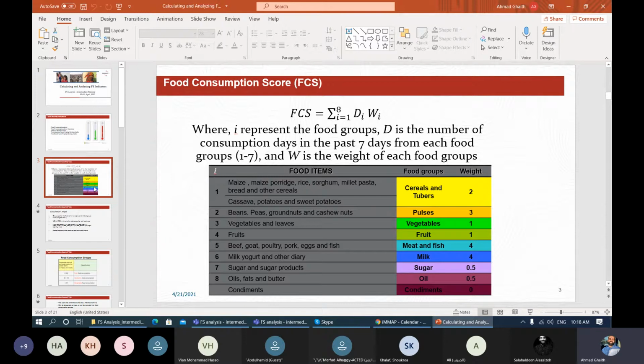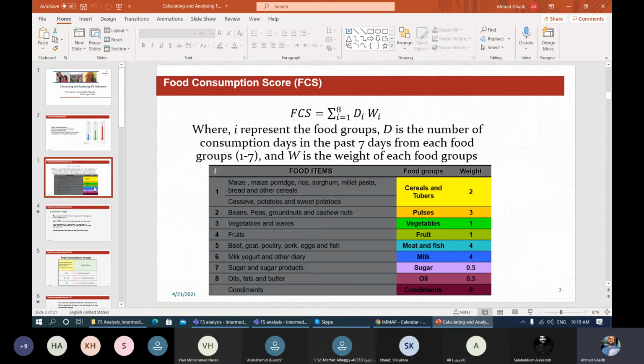Then meat and fish will get a value of 4. Milk, yogurt, and other dairy, also 4. And then sugar and oil, we know that they are very frequent parts of a family's diet, but as their nutritional value is much lower than some of the other things, we multiply them by 0.5, so that we're not rating families that are frequently consuming just low nutritional quality food as food secure. And then condiments get a value of 0.